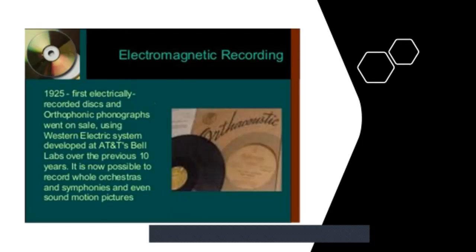I wanted to have this slide to make a comparison between the vinyl and the CD, the old and the new. So you could say that the birth of audio recording for people to have at home with the phonographs and so on was in 1925, because that's when the first electronically recorded discs and orthophonic phonographs went on sale, and Western Electric Systems, which was developed at AT&T's Bell Labs over the previous 10 years, introduced this to the market. It is now possible to record whole orchestras and symphonies and even sound motion pictures with this technology.